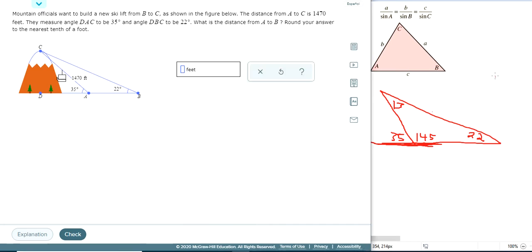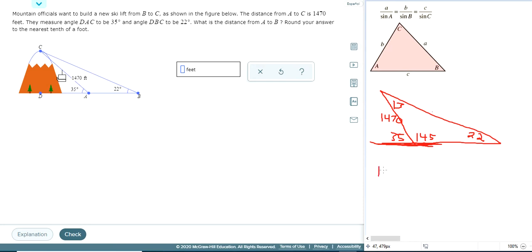Okay, let's see what we can do. The law of sines, the way it works is that you just need a complete pair. You need like an angle and its opposite side length, and then you can compare it to another angle and its opposite side length. So distance from A to C is 1470. So here's a complete pair that we have. So what we do is actually, yeah, that works. You can flip those ratios around.